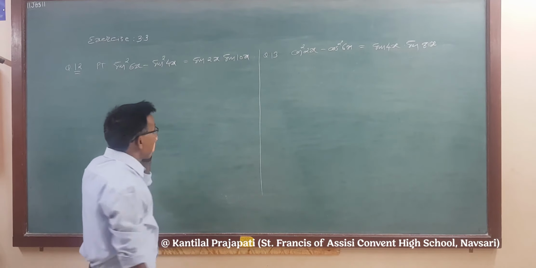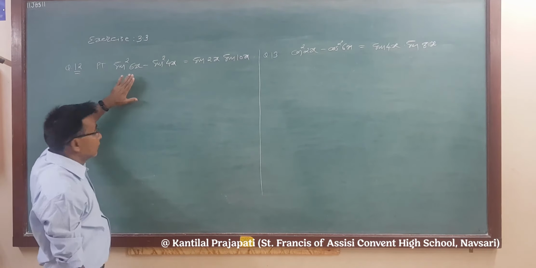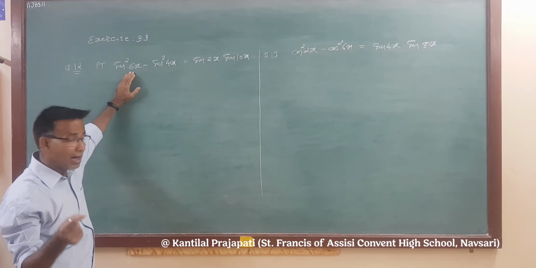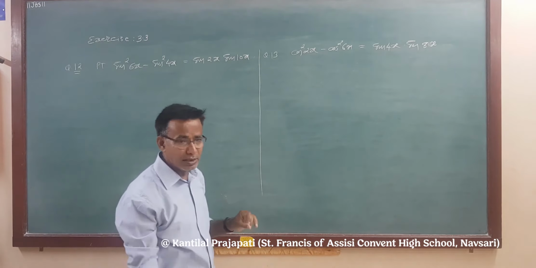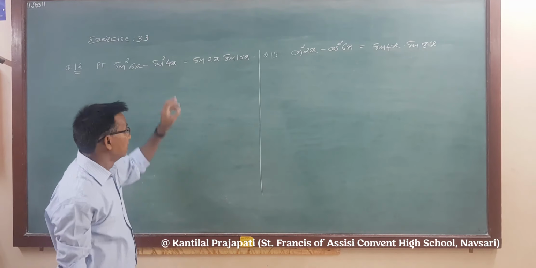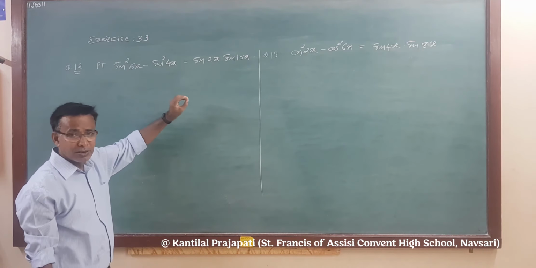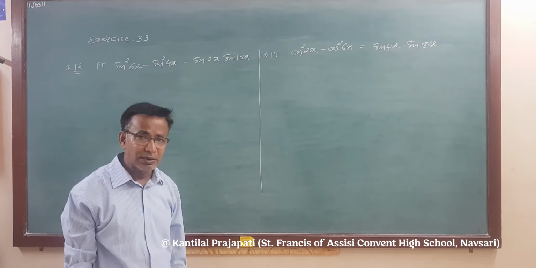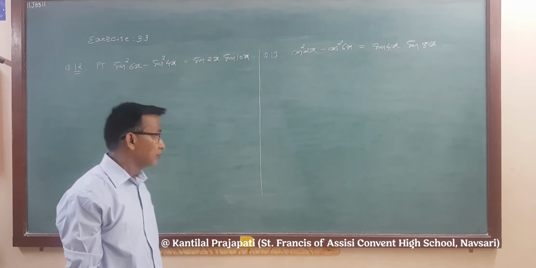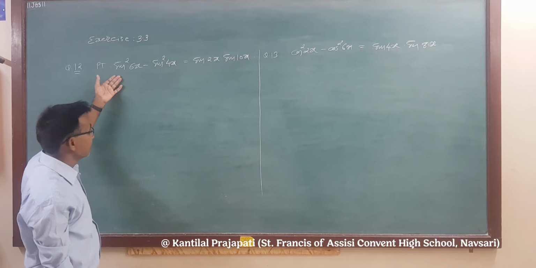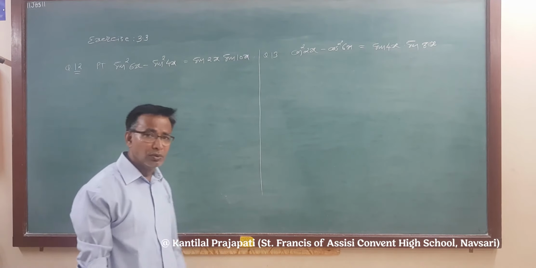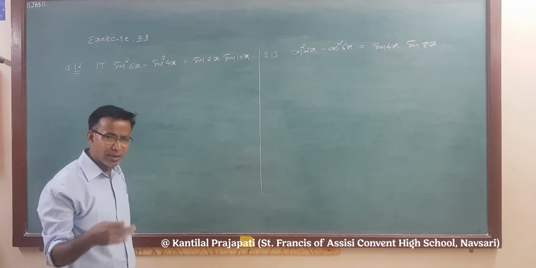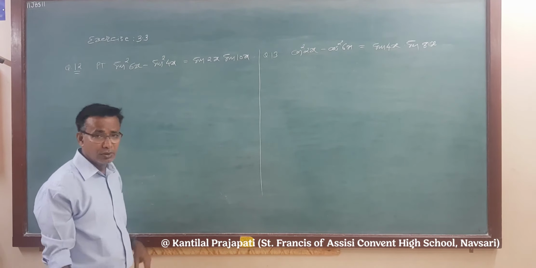So for this we apply the special formula, that is sin (alpha plus beta) into sin (alpha minus beta). I have written it, right? Sin (alpha plus beta) into sin (alpha minus beta) is equal to what? Sin square alpha minus sin square beta. Also we apply the formula sin square theta is equal to 1 minus cos 2 theta by 2.